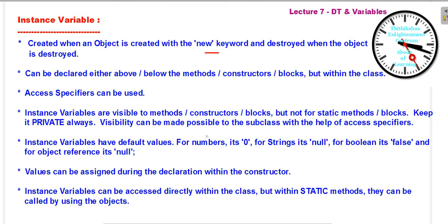See, instance variables are visible to methods, constructors, and blocks. Okay, I told you instance variables are visible to methods, constructors and blocks, but not to the static methods. So keep it private always. Visibility can be made possible to the subclass with the help of the access specifiers. Instance variables are visible to methods, constructors and the blocks.